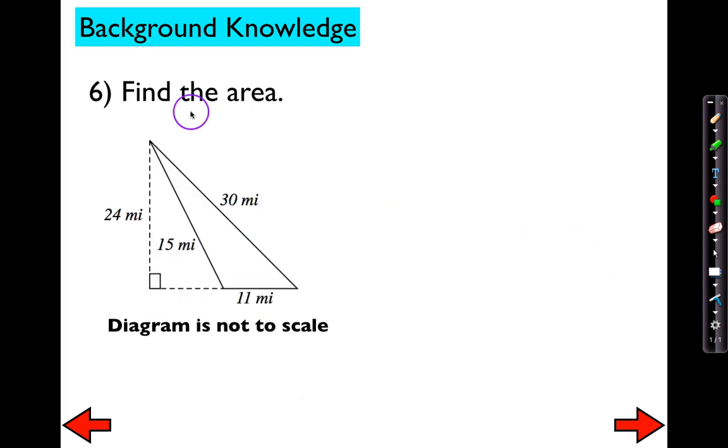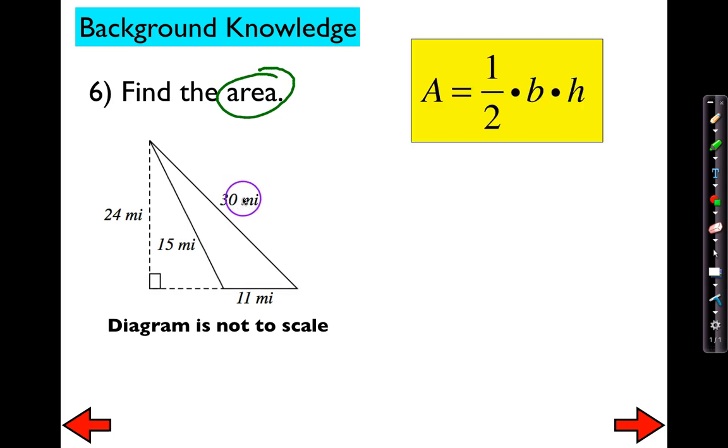Number 6, it says once again, find the area. So nothing's changed except now they're trying to be tricky. We're giving you multiple numbers, and it's going to be your job to figure out which numbers you need to find the area. So here, once again, we're just going to write down the formula. It's 1/2 base times height.